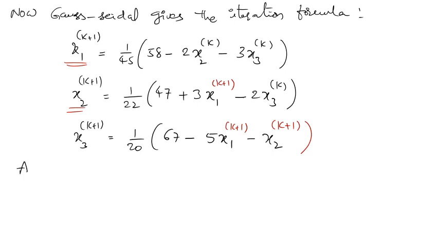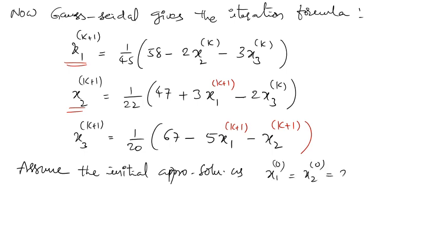Start now. Since the initial approximation is not given, whenever the initial approximation is not given, assume it as 0. Assume the initial approximate solution as x1 0 equal to x2 0 equal to x3 0 equal to 0. If it is not given, assume it as 0. Then let me start with the first iteration. First iteration, this is for k equals to 0.